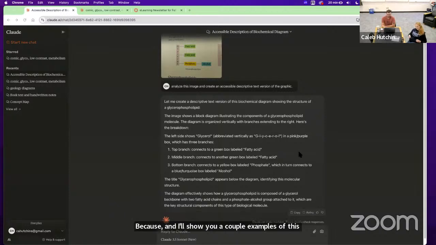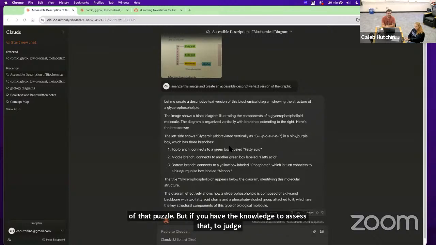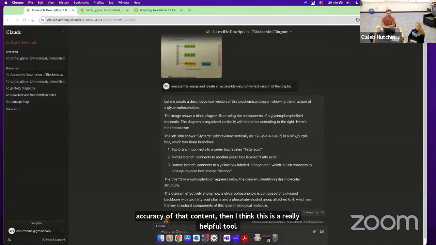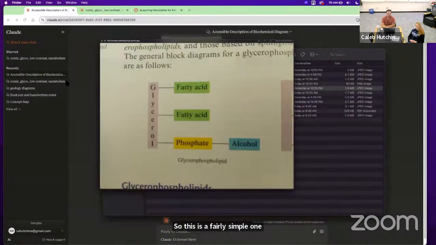You have to have some amount of content knowledge to be able to use this effectively, because I don't have content knowledge on organic chemistry or geology, as we'll see in a second. I don't have content knowledge on those things at a very high level, so I'm not a good judge of if it's telling me the important or the accurate pieces of that puzzle. But if you have the knowledge to assess that, to judge the accuracy of that content, then I think this is a really helpful tool. So this is a fairly simple one. Let's try a little bit more of a complex image.